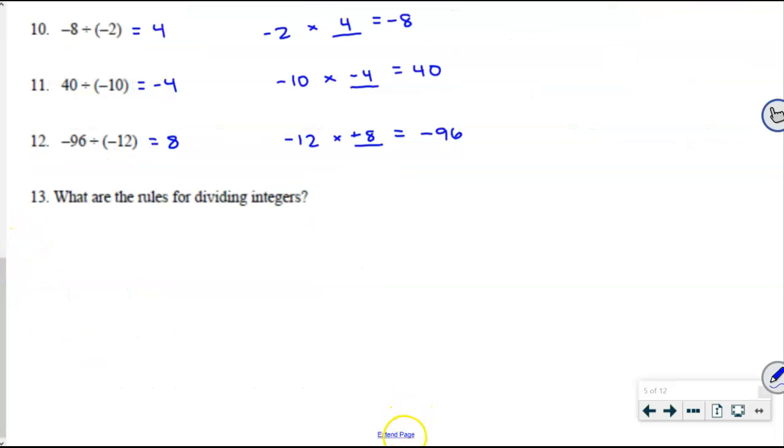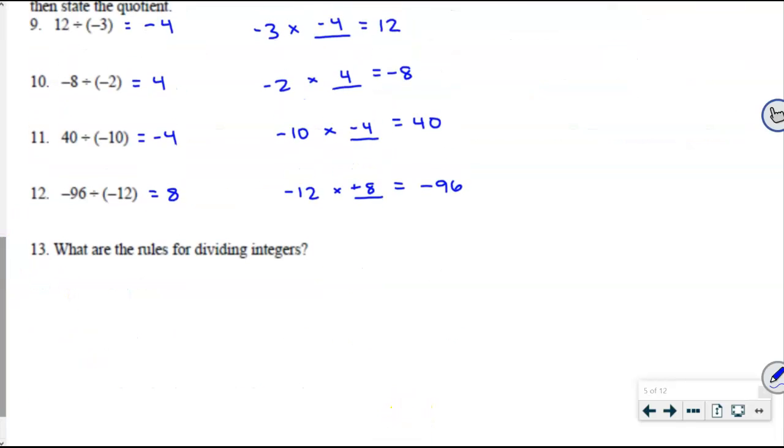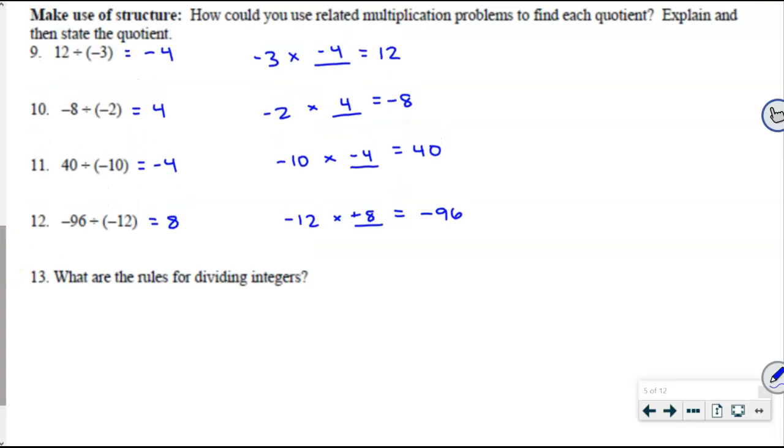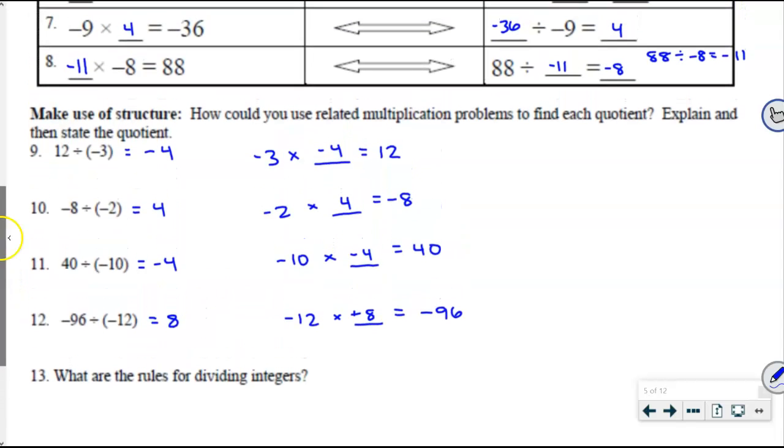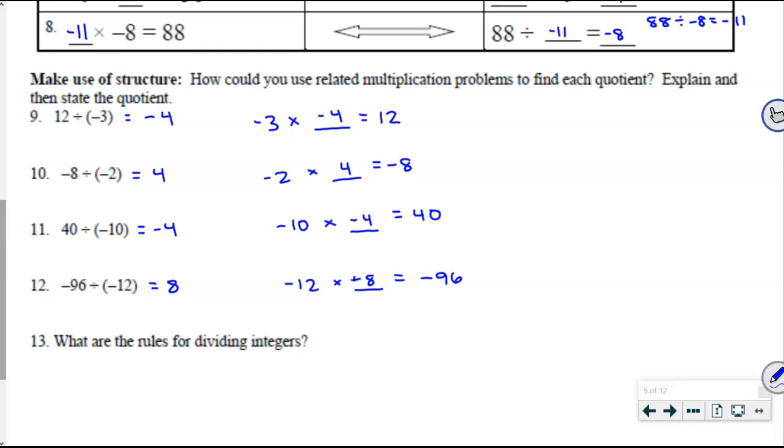So what are the rules for dividing integers? Have you noticed any patterns yet? Do you need to discuss with your groups? Let's discuss. What are the rules for dividing integers based on what we've seen? A positive divided by a negative, what do we get? A negative divided by a negative, what do we get? Negative divided by a positive, what do we get? What are those rules for dividing integers? With your groups, just a quick conversation. We're going to pause the recording. Ready, set, go.